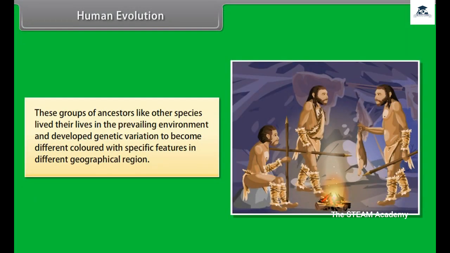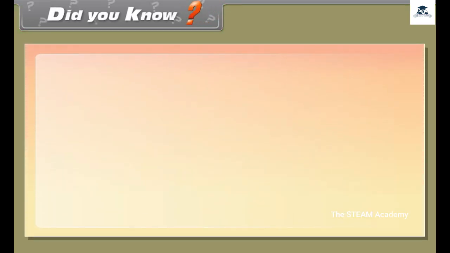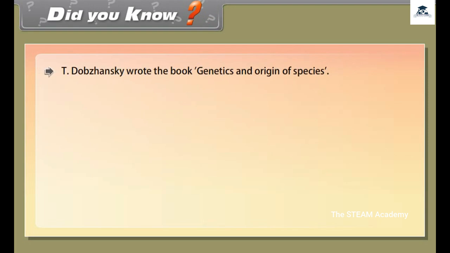These groups of ancestors, like other species, lived their lives in the prevailing environment and developed genetic variation to become different colored with specific features in different geographical regions. Did you know T. Dobzhansky wrote the book Genetics and Origin of Species?